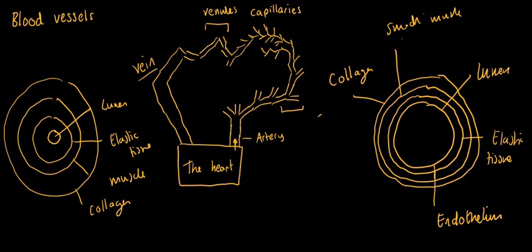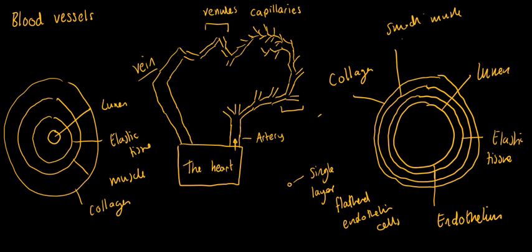Then, if we were to talk about capillaries, they would be very, very small and only a single layer of flattened epithelial cells, endothelium cells.